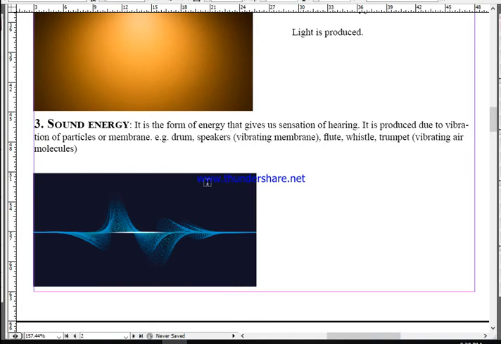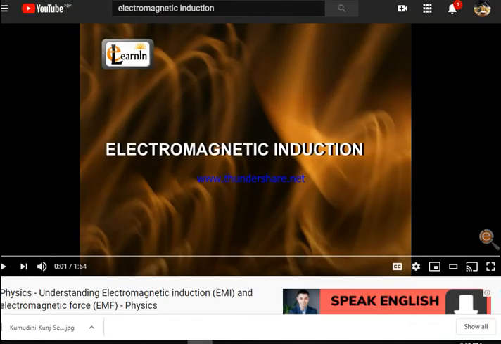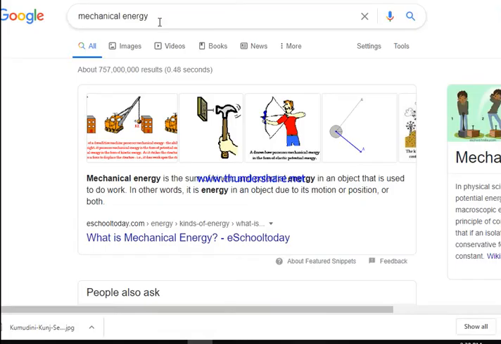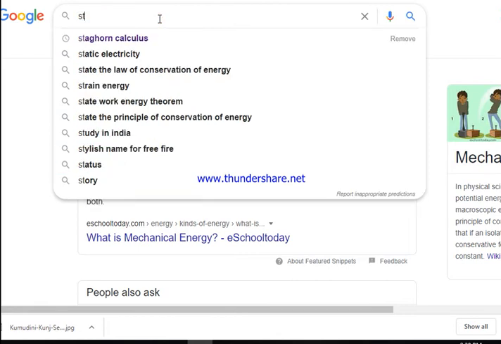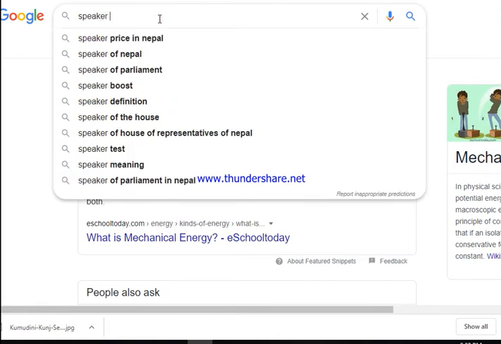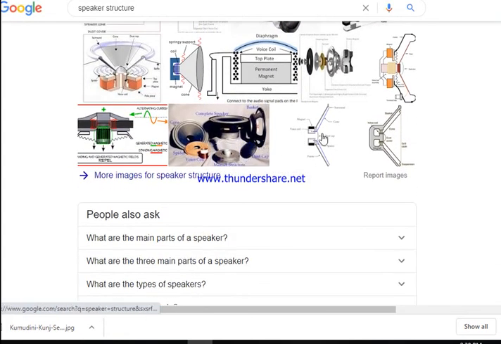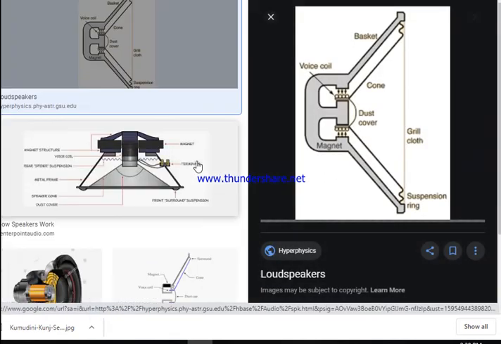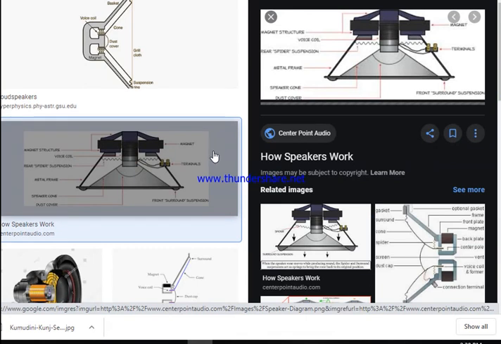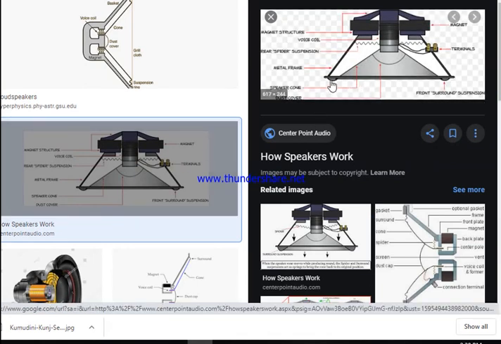Do you want to see the structure of a speaker? If yes, we can find the structure of a speaker. Let's find out the simplest structure over here. This picture is clear, I guess. In this picture you can see this is the vibrating membrane. This whole cone is a vibrating membrane.